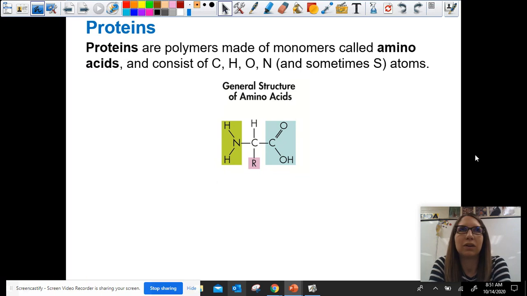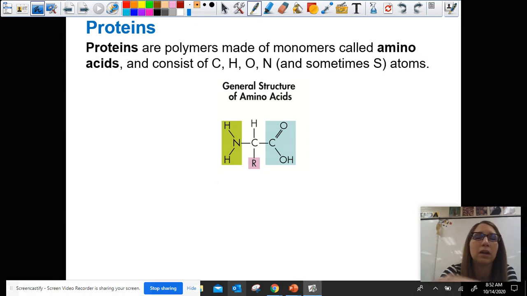When we talked about carbohydrates, our monomer was a monosaccharide. Our polymer there was a polysaccharide. When we talked about lipids just a second ago, our monomer was a fatty acid. Our polymer was some different examples. There were triglycerides and cholesterol and phospholipids. When we talk about proteins, we don't really have a specific name for the polymer of a protein. We just call them proteins.